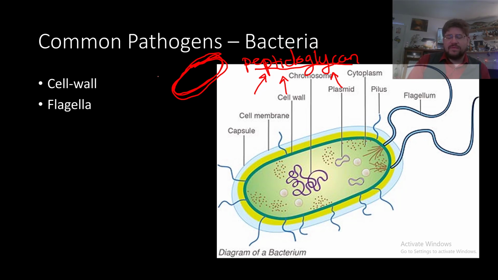Then, if bacteria have any kind of movement capability, it's through flagella. Bacteria do not have cilia. So that is a eukaryotic thing. Cilia are not present in bacteria.